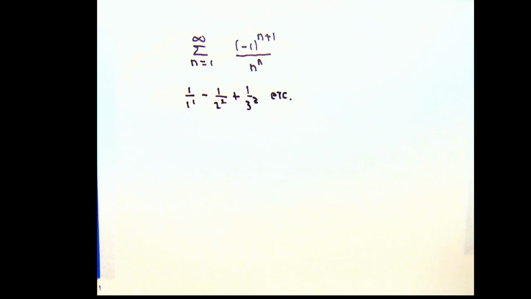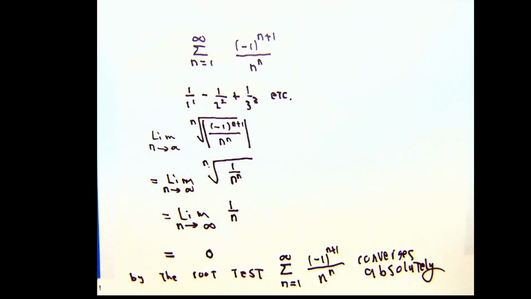As another example, let's look at the sum n equals 1 to infinity, negative 1 to the n plus 1 power, divided by n to the n. Writing out the required limit, we find out that it's 0. By the root test, the series in question converges absolutely.